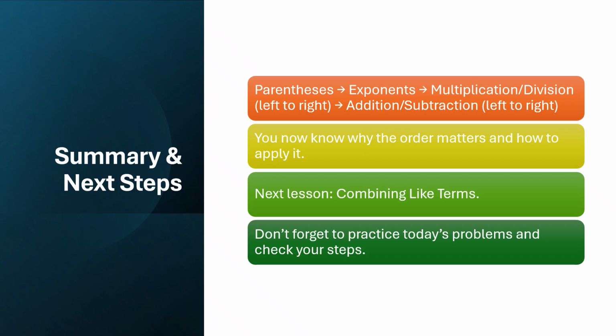Let's recap. We learned the full PEMDAS rule and why each step matters. Parentheses first, exponents next, then multiply or divide left to right, and add or subtract left to right. You've seen examples, practice problems, and common mistakes. You are ready to use this rule with confidence. Next time, we will move into combining like terms and simplifying expressions, which uses this order as a foundation.